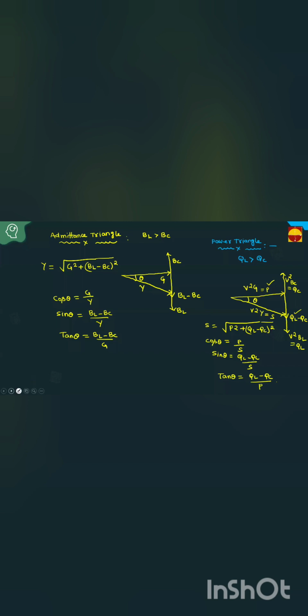This is case 1. Case 2 I am leaving for you to do on your own as practice. You draw the vector diagrams all by yourself. I'm giving just the formulas. If IC is greater than IL, case 2, what is I equal to? Square root of IR square plus IC minus IL whole square.